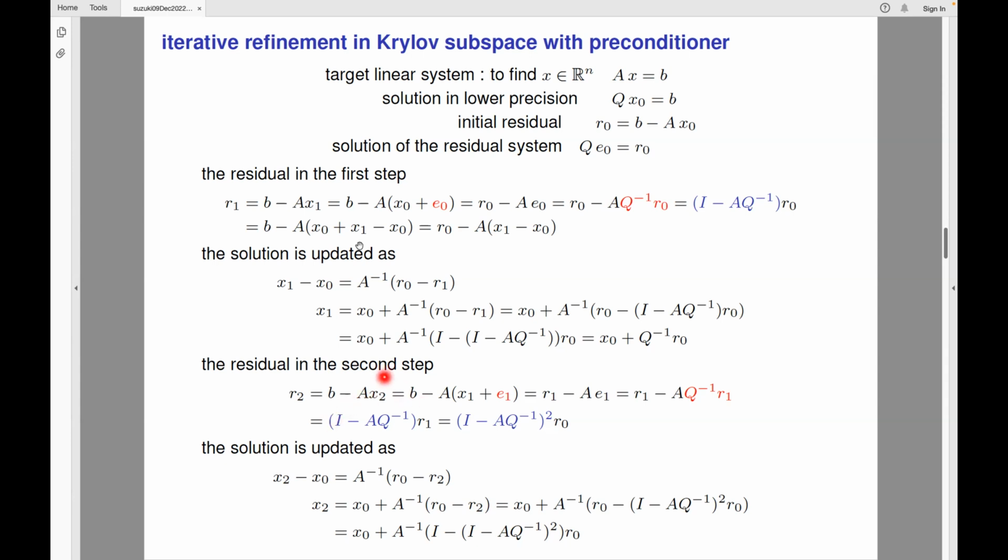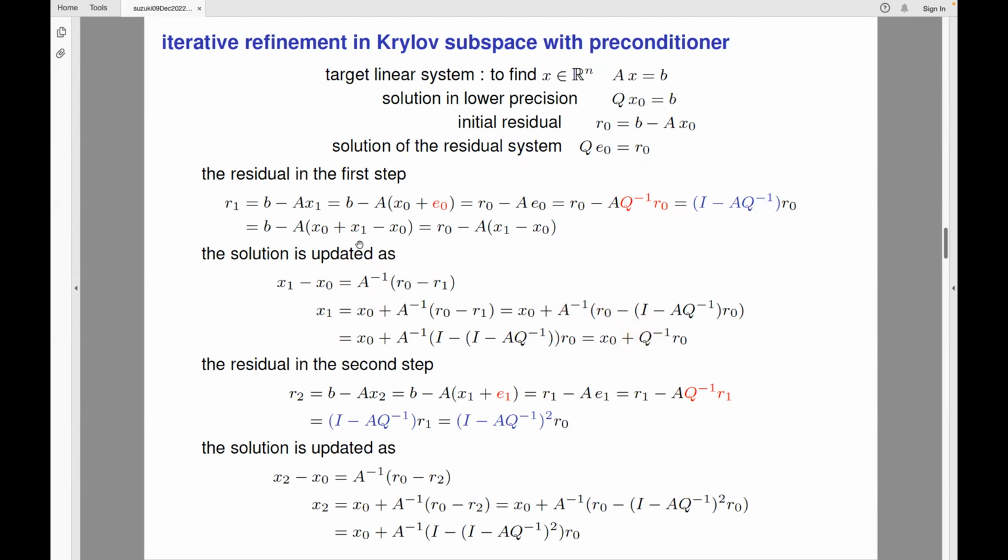The linear system is AX = B, and the solution is obtained by row operation. X0 is the solution by row operation, and the residual is obtained. We would like to improve the X0 solution by adding the solution of the residual system. So E0 is the compensating variable, solved by row operation arithmetic, where Q is the same system but in row operation. Then we can see the residual at the next step: R1 is B minus AX1, calculated as (I minus AQ inverse) R0. And the first solution X1 is the accumulation of this update, written as X0 plus Q inverse R0.